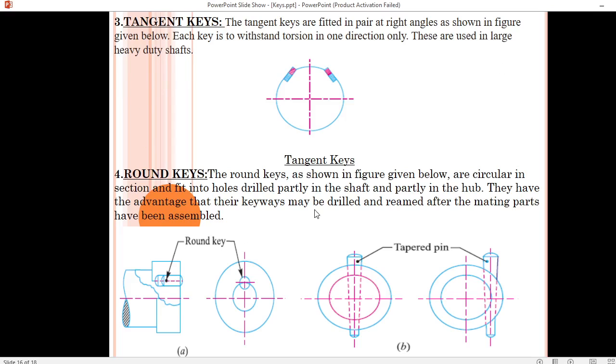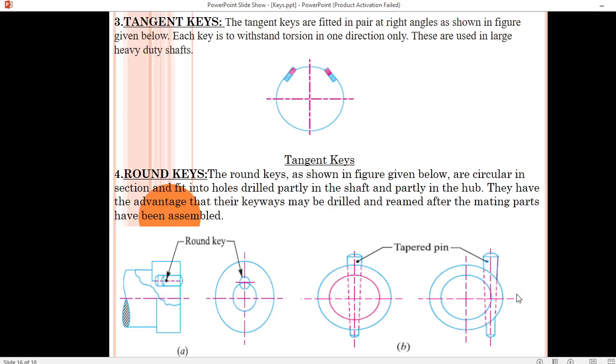Next is our round key. So the round key, as you have seen, is round in cross section, okay, as seen in the diagram, and fits into the hole drilled partly in the shaft and partly in the hub. So it fits into the hole which is drilled partly in the shaft and partly in the hub. They have the advantage that the keyway may be drilled and reamed after the mating parts have been assembled. So it is having an advantage.